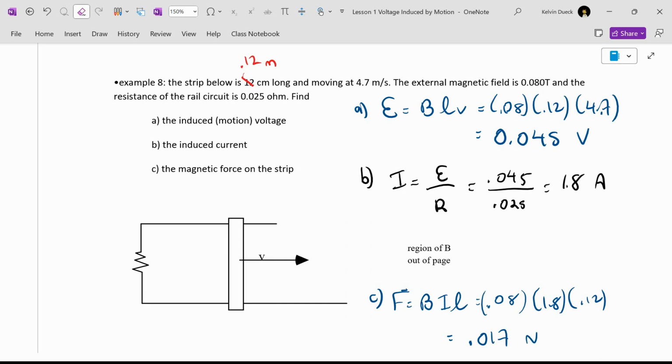Now, I want you to notice, what if we tried pulling this faster? Well, that would make V bigger. So what would happen to this answer? Get bigger. What would happen to the current if this number got bigger? Bigger. What would happen to the force opposing you if the current got bigger? The harder you pull, the harder nature tugs back. It's a consequence of conservation of energy. You can't get free electricity from nothing. You've got to work at it.